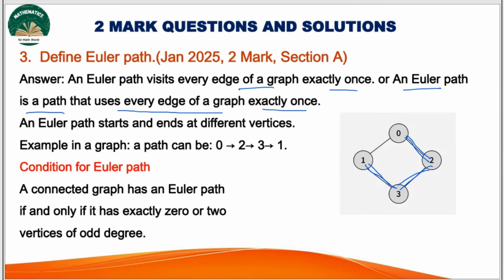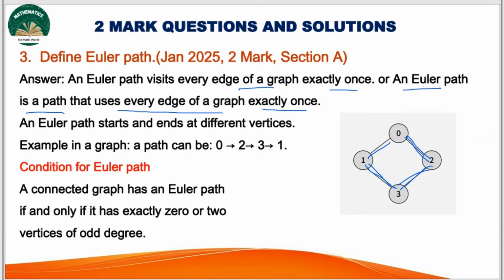So an Euler path is nothing but a path that uses every edge of a graph exactly one time. So if you take this, every path is moved only one time. So 0, 2, 3, 1 is an example for an Euler path.